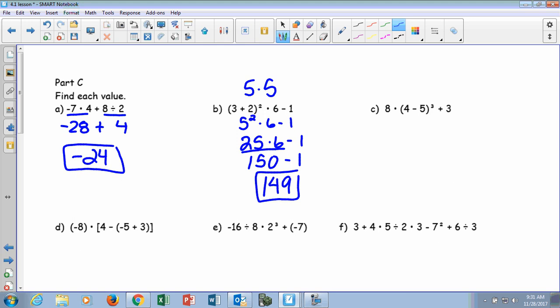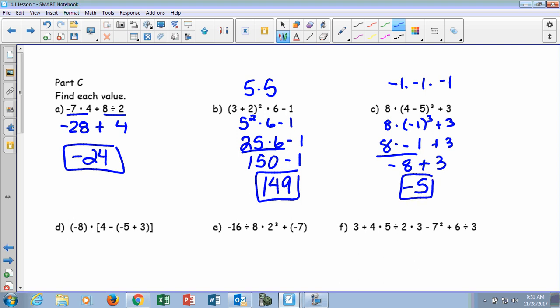Okay, again, in part C, we got parentheses first. So I had to do the parentheses. What's 4 minus 5? Negative 1. And that's cubed. Now, negative 1 cubed is like saying negative 1 times negative 1 times negative 1. What is that? It's negative 1. Good. Now we're going to do the multiplication next. 8 times negative 1 is? Not 8. Negative 8. And then negative 8 added to 3, so 3 added to negative 8, negative 5 is your answer. How many people got negative 5?